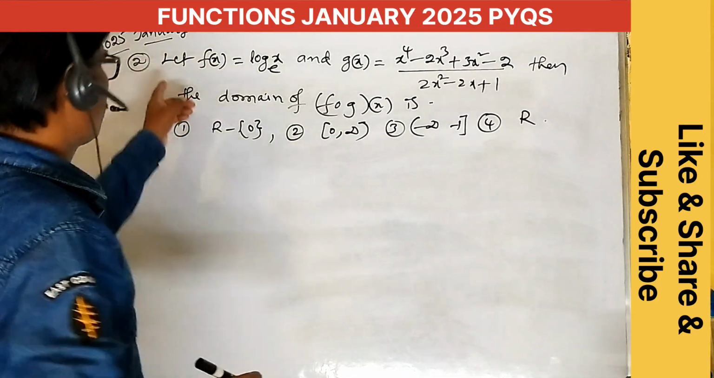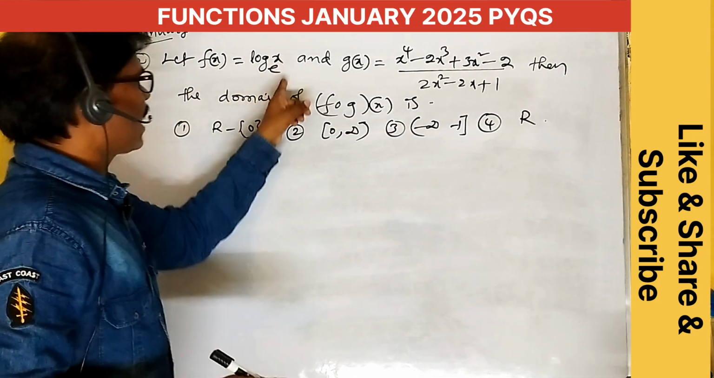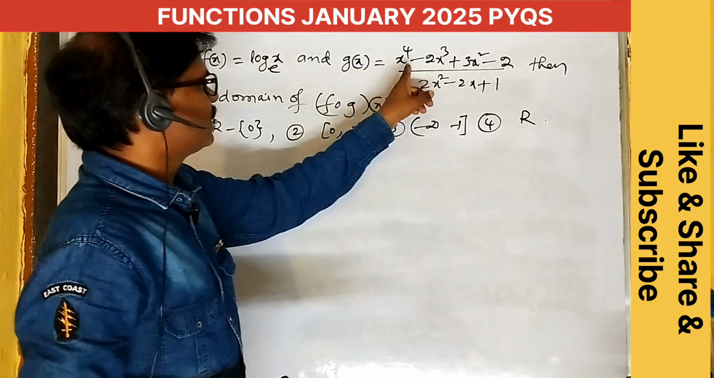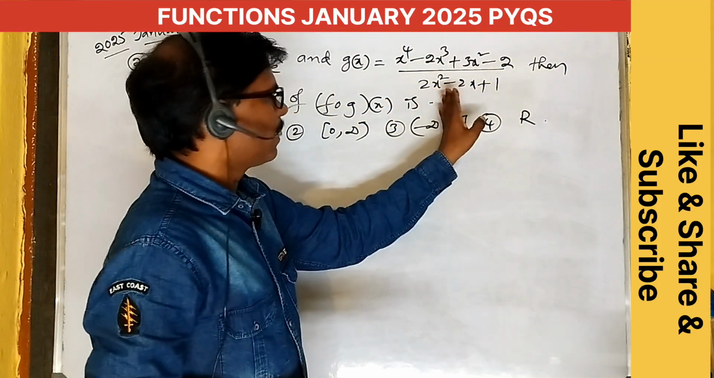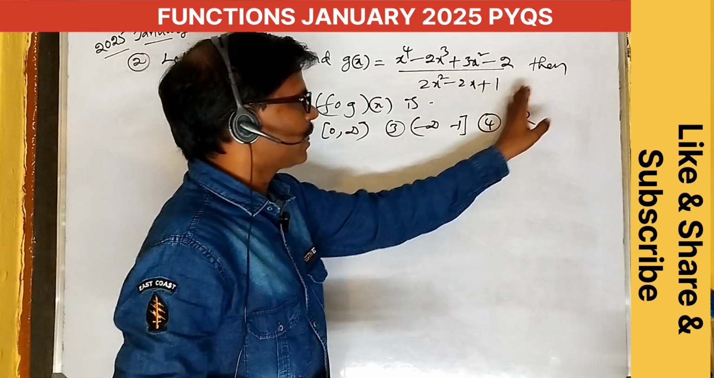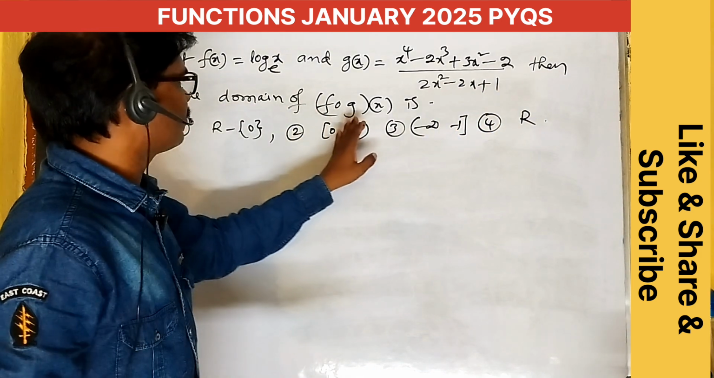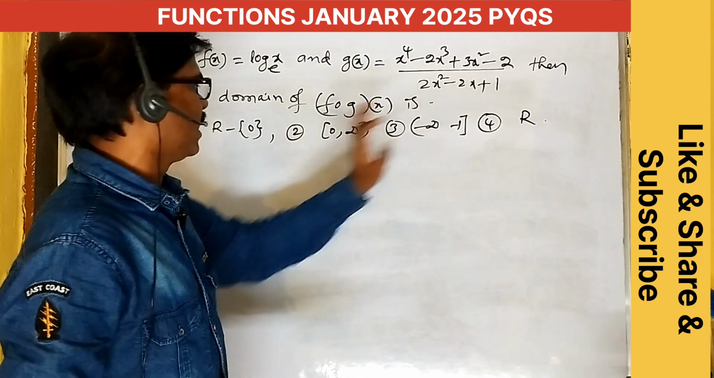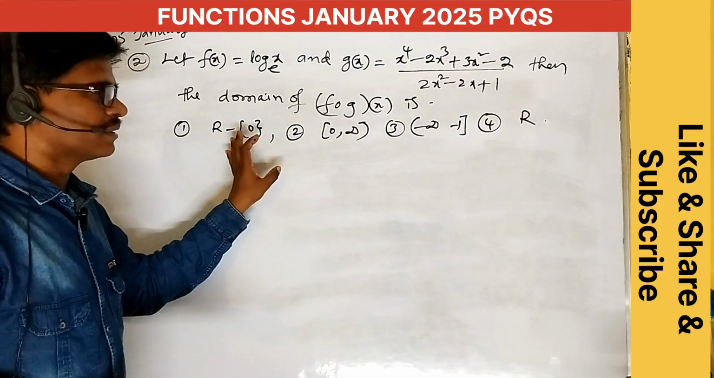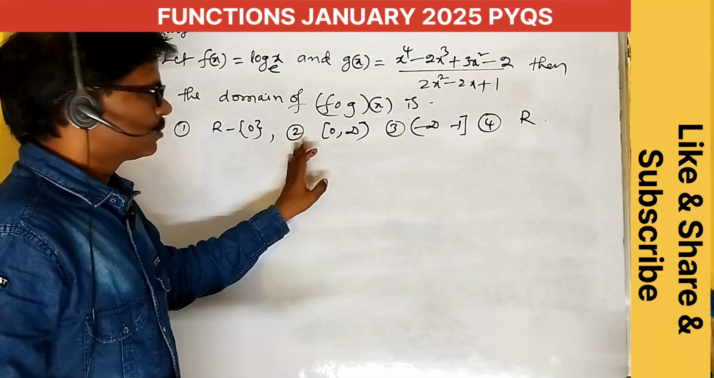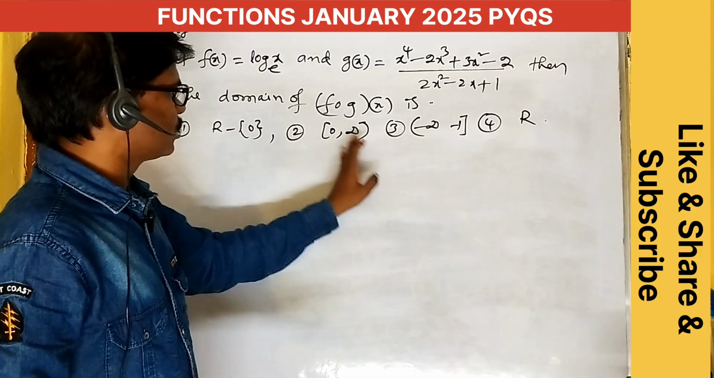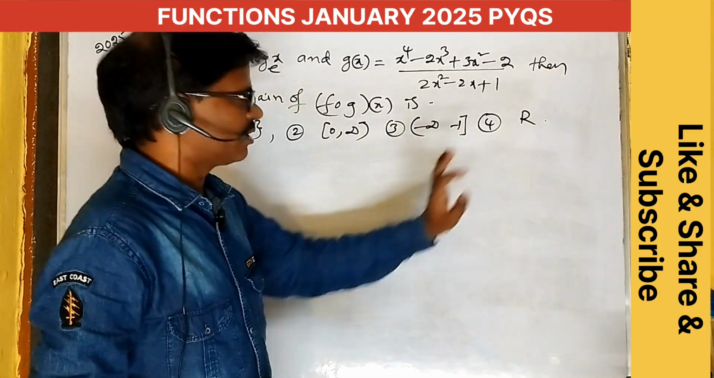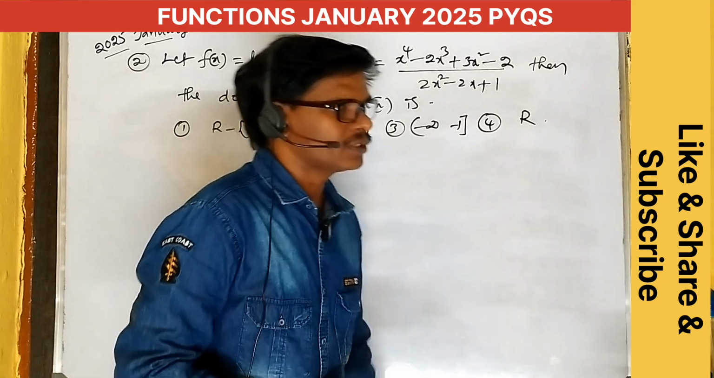Okay, this is question number 2. Let f(x) equal log x base a and g(x) equal (x^4 - 2x^3 + 3x^2 - 2) / (2x^2 - 2x + 1). Then the domain of f(g(x)) is: first option, R minus {0}. Second option, 0 comma infinity. Third option, minus infinity to minus 1 closed interval. Fourth option, R.